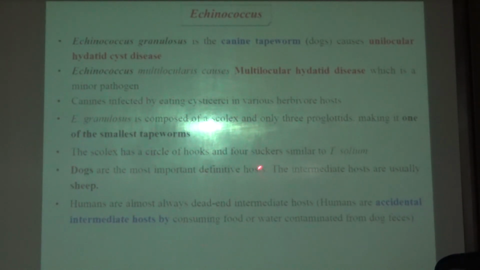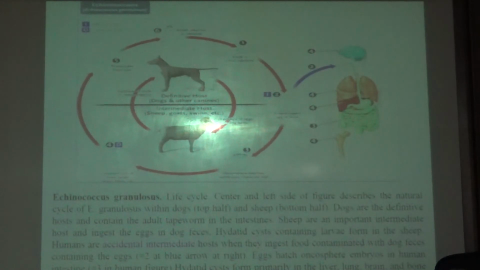It remains in the intestine of dogs. The intermediate hosts are usually sheep. Humans are almost always dead-end intermediate hosts. Accidentally they acquire the infection by consuming food or water contaminated with dog feces. So if you see, the life cycle goes through sheep and adult dogs like this. But sometimes when this egg or hydatid cyst comes into the human body, as it goes into the sheep, then there is cyst formation in the human body.